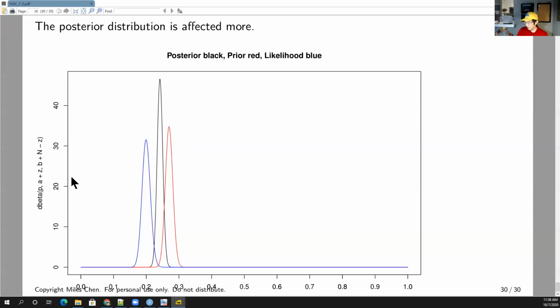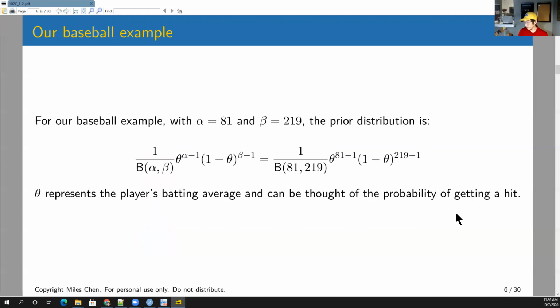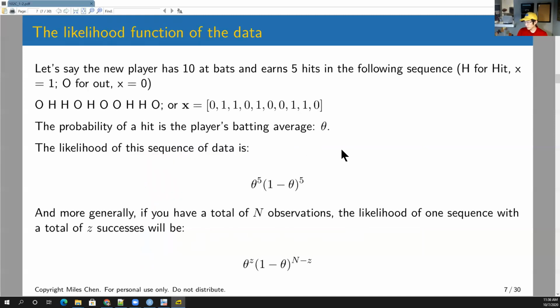When we talk about the likelihood of data coming from a sequence of Bernoullis or a binomial distribution, the likelihood is going to look something like this. It's the probability of a success, theta, raised to the number of successes, and the probability of a failure, which is 1 minus theta, raised to the number of failures. This is going to be your Bernoulli or your binomial distribution.